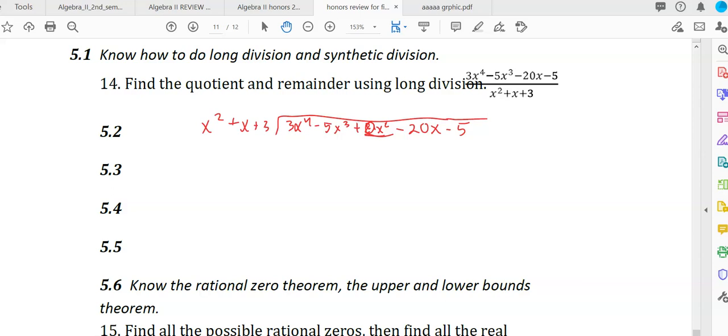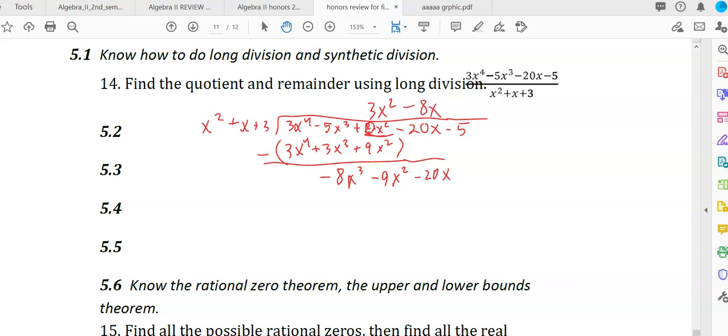So this one would be 3x squared. So 3x to the 4th, that's good. Plus 3x to the 3rd plus 9x squared. I'm subtracting everything there, so don't forget to subtract. So that'd be negative 8x cubed minus 9x squared. Bring down the 20x. Now it's going to be minus 8x, minus 8x squared minus 24x.